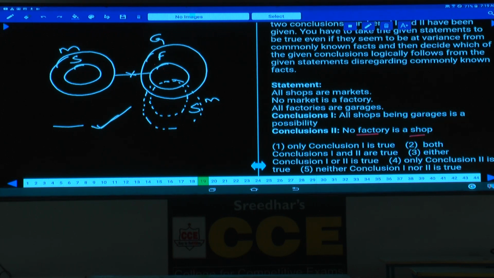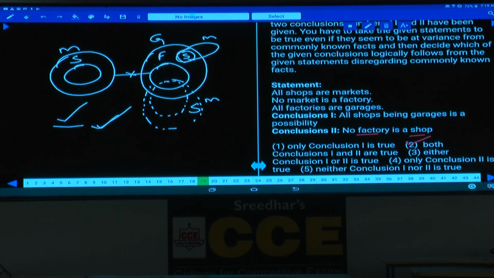Then coming to the first one, all shops are garages, is it possible or not? Tell me whether I can draw my shop like this or not. And this will be shop and this will be market. Now what is the statement here? No market is a factory. Now also it is valid. Hence both the statements are valid, and hence it is possible. Then what is your answer here? Both conclusions follow, choice 2.